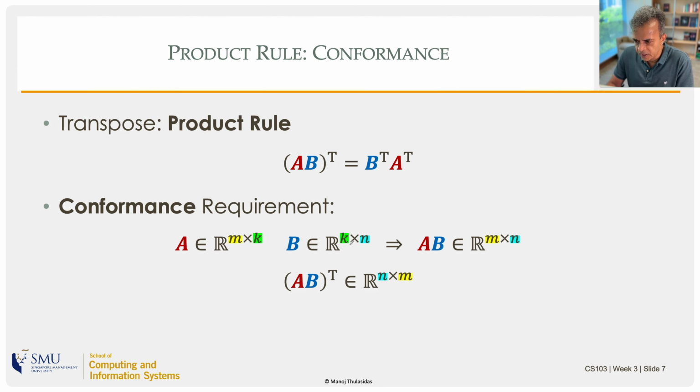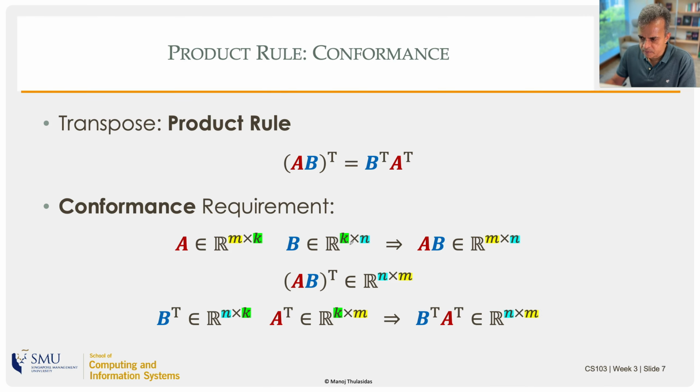Then if you look at (AB) transpose, that is going to be N by M, N rows and M columns. Now if you take B transpose, that is N by K, and A transpose is K by M. So B transpose A transpose will again get the inner index swallowed by the multiplication, and B transpose A transpose will have N rows and M columns just like here. So these two guys are the same.